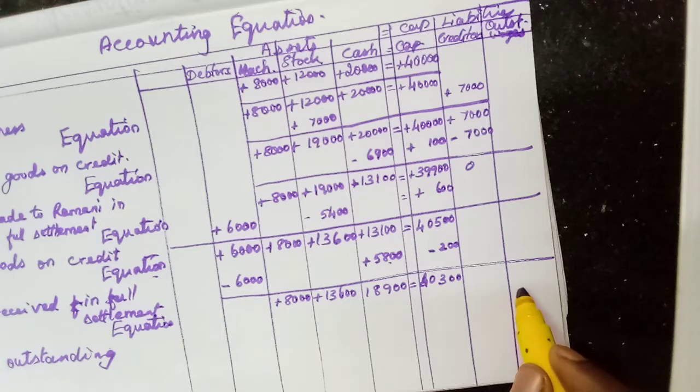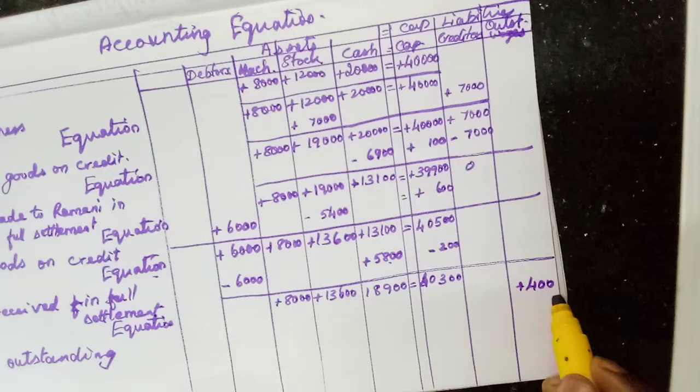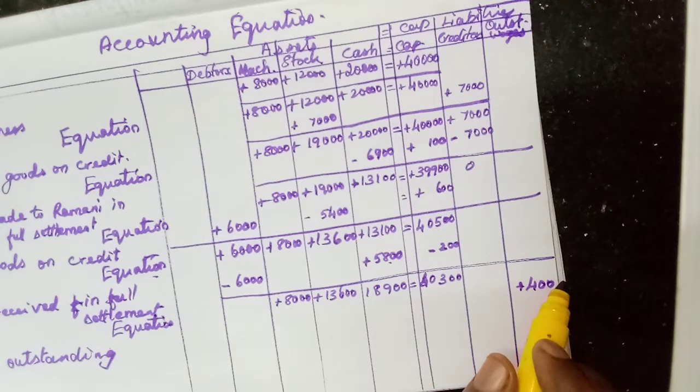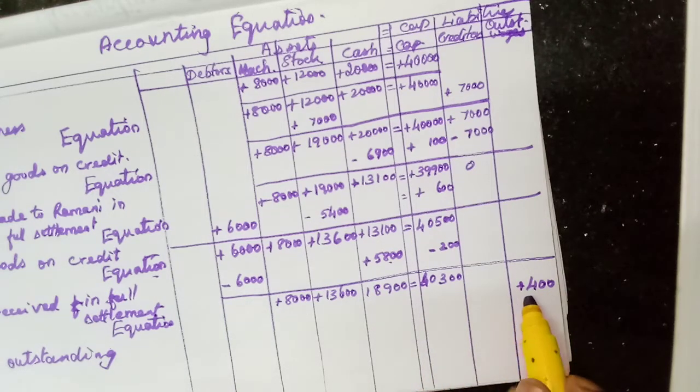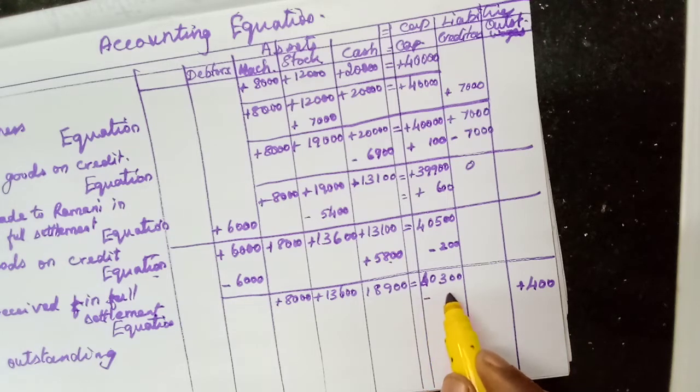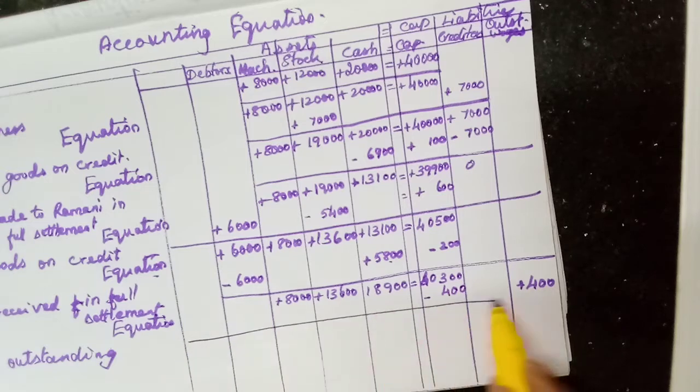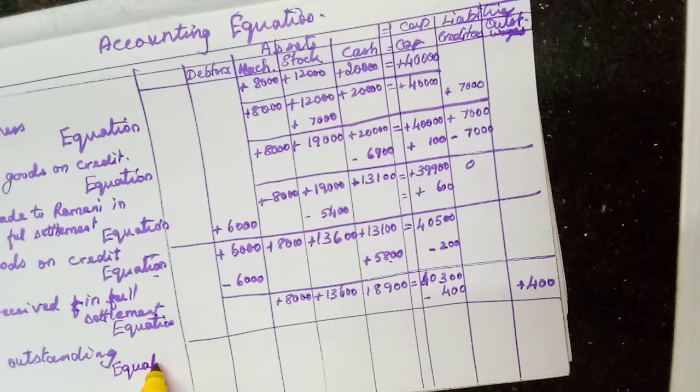It is increasing, isn't it? How much? 400. Because it is an expense or loss, it will reduce the capital. Outstanding expense means he has to pay. So that will reduce the capital by 400. It will not affect the asset side. Now we will write the final equation.